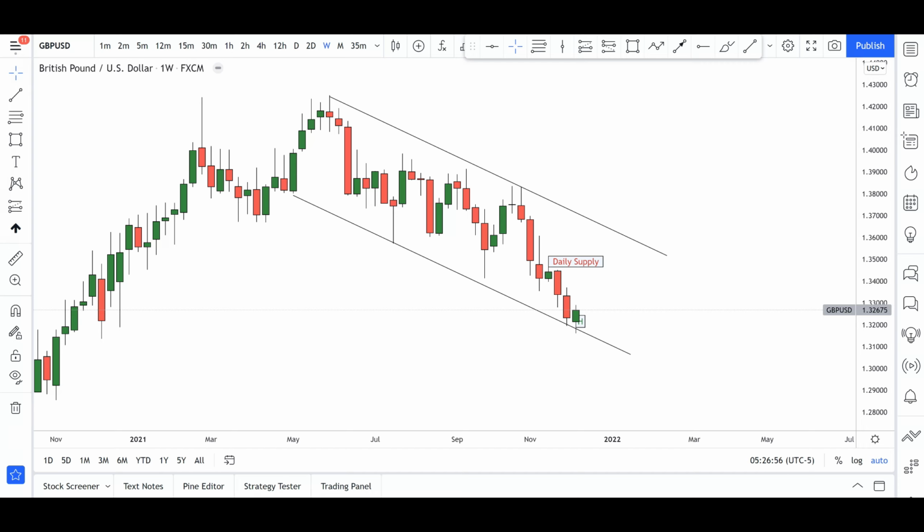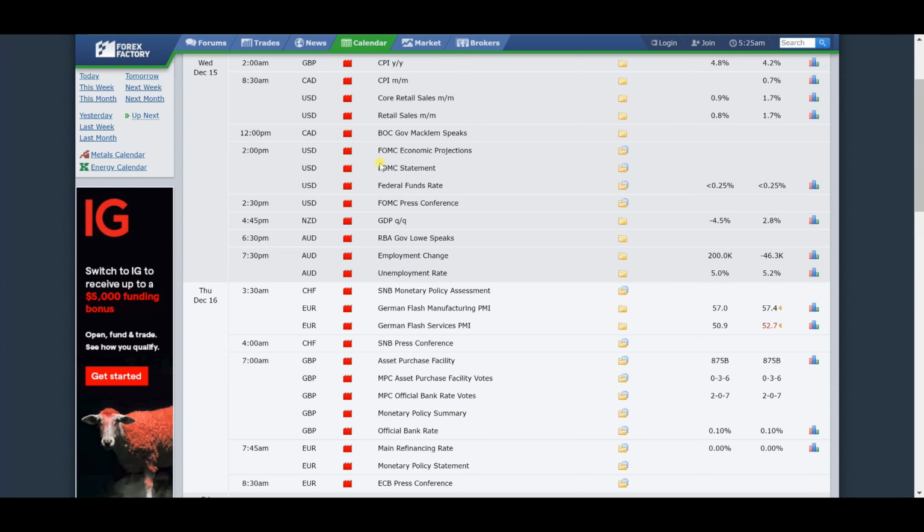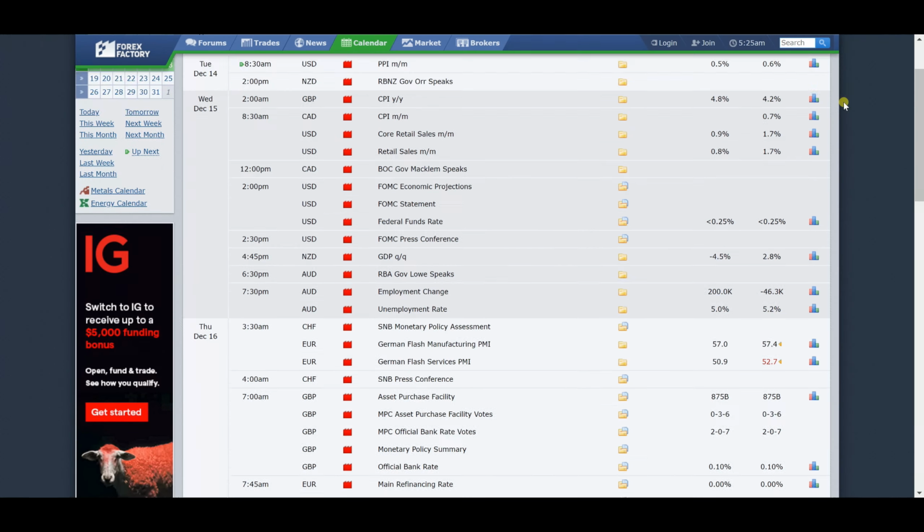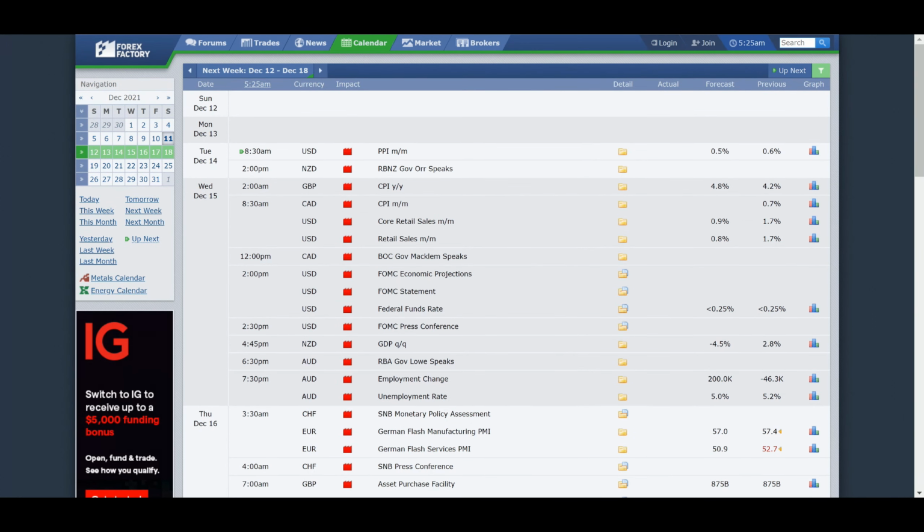All right, now taking a look into Forex Factory, you can see that I've actually filtered for high impact news. And from what we can see here, next week is pretty loaded. If I scroll up, on Monday we don't have any item on the calendar, but from Tuesday all the way through Thursday, the agenda is loaded.